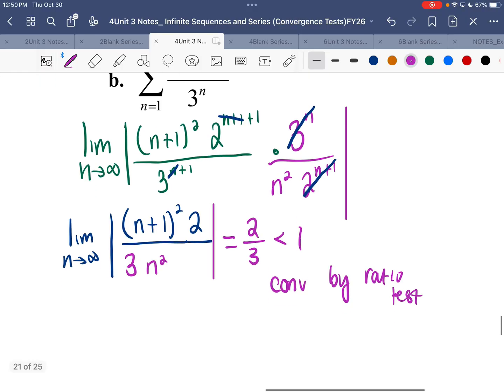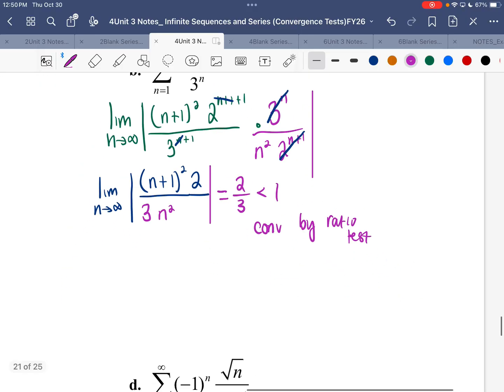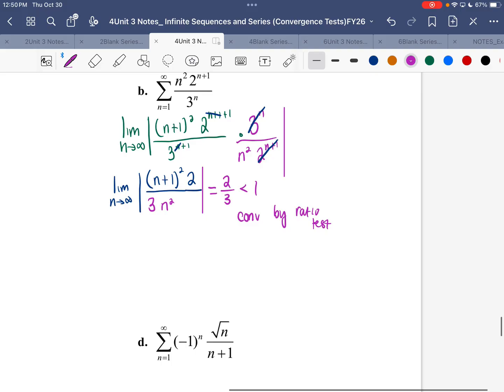Try to do D by ratio test. D as in donut.